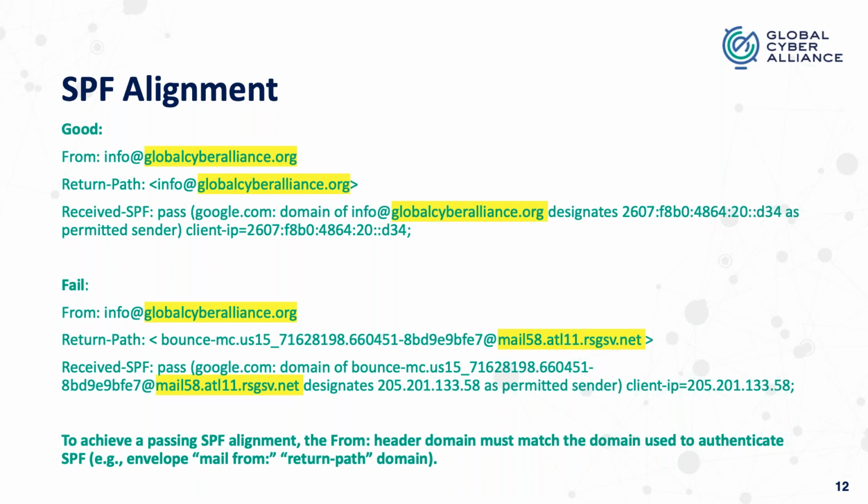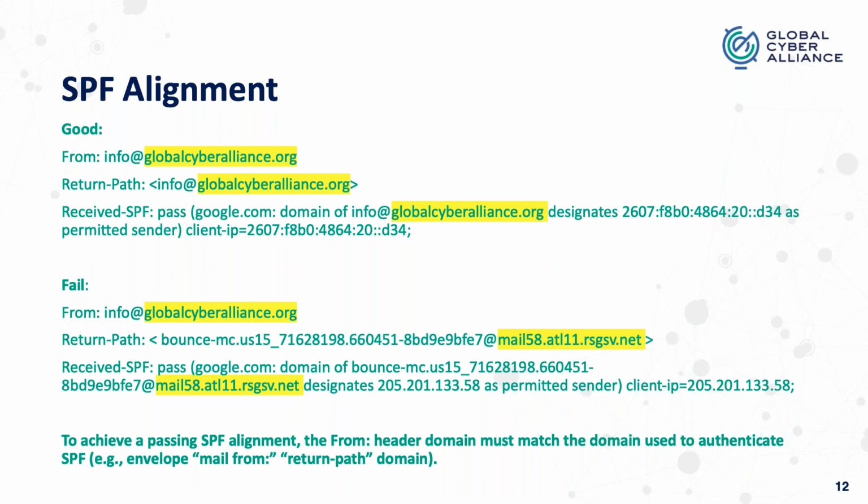The second one is considered a DMARC fail, because SPF is unaligned. Look at the from address, it's still info@globalcyberalliance.org, but the return path is mail58.atl11.rsgsv.net, the MailChimp address, I believe. Now these two domains don't match, so it's unaligned, and DMARC considers this a fail.